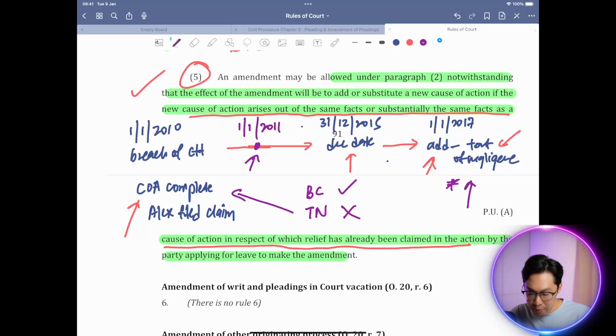Okay? Take note. It says that the new cause of action arises out of the same fact. Here, this fact also gives rise to tort of negligence, then can, on that date. But your tort of negligence only comes out here. Cannot, because you filed here. Means you filed on this date, it happened later on, and you go and add on something which didn't happen on the date when you filed it. Cannot.